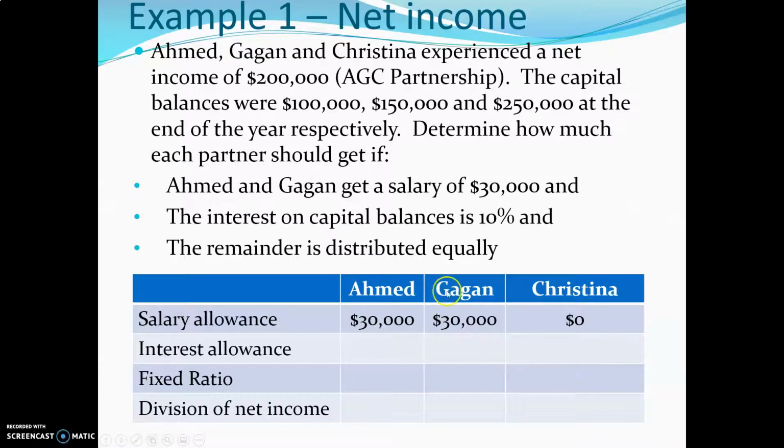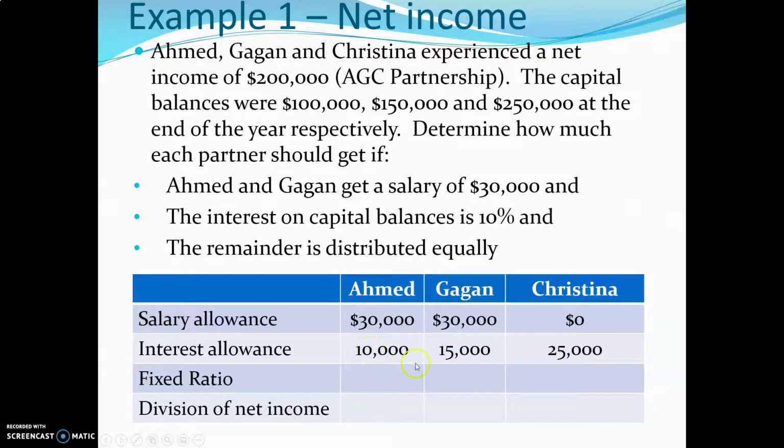What does go here? Well, the interest on capital balances is 10%. So we're going to be taking 10% of these capital balances here. Calculating 10% of 100,000 will be 10,000 here. 10% of 150,000 is going to be 15,000 here. And 10% of 250,000 will be 25,000 here. So we update the chart as follows.